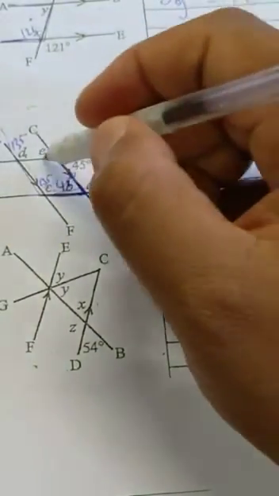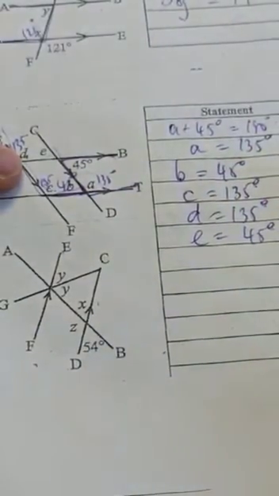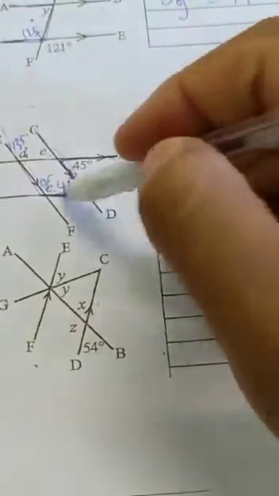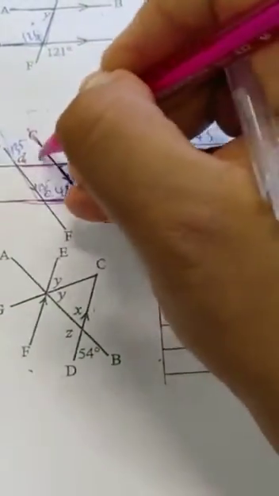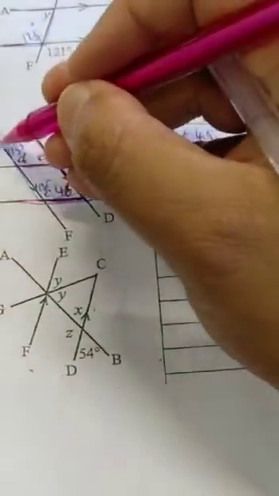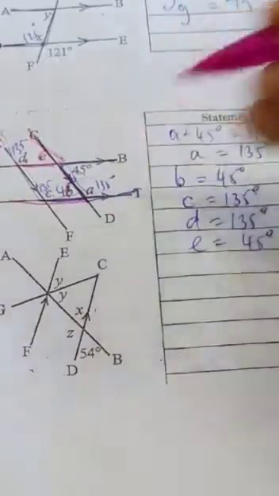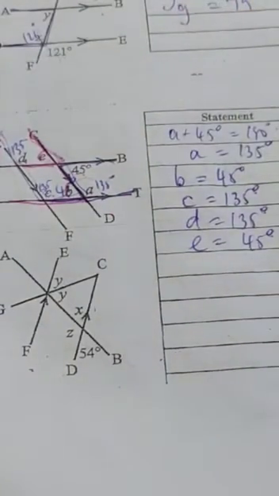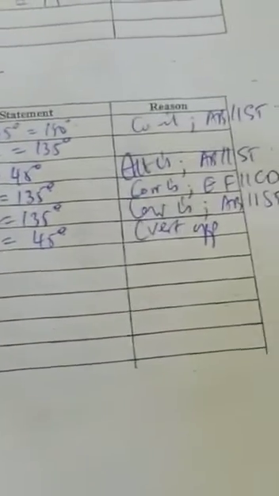Then E. E is the same as 45 degrees. Why is it the same as 45? Because of the alternate angles. Can you see the F being formed here? Or I could have said co-interior angles, or I could have said vertically opposite angles. All of that would have been correct. So I'm going to go with the fact that it's vertically opposite.